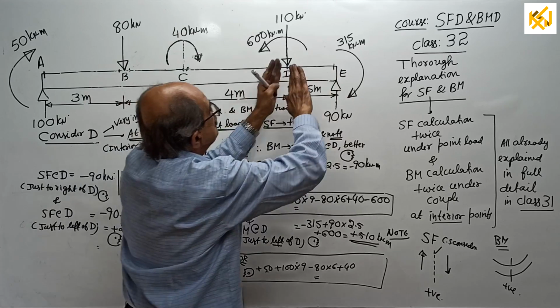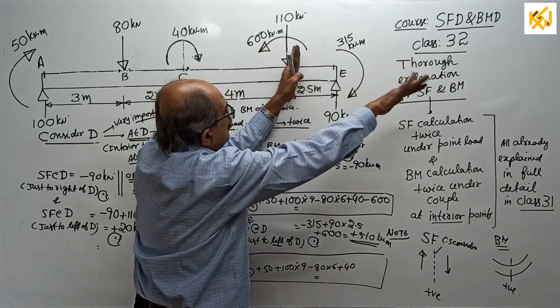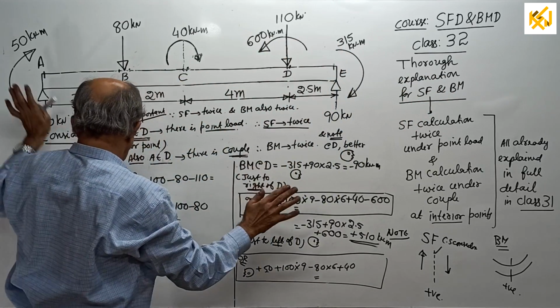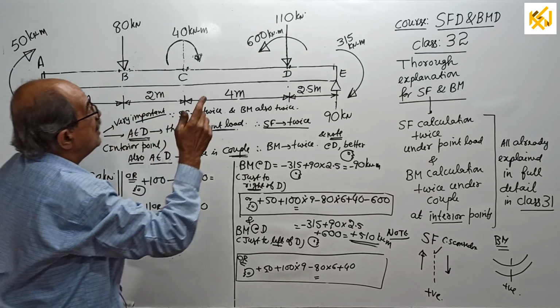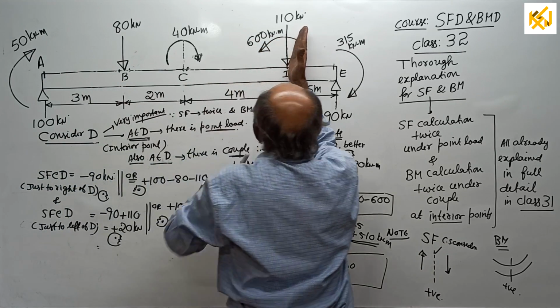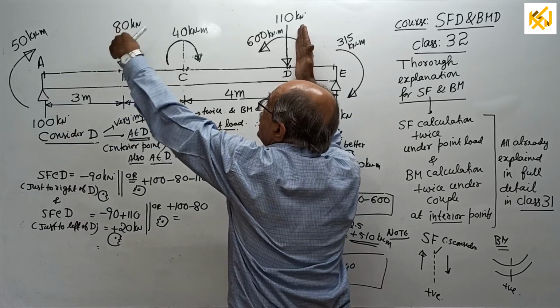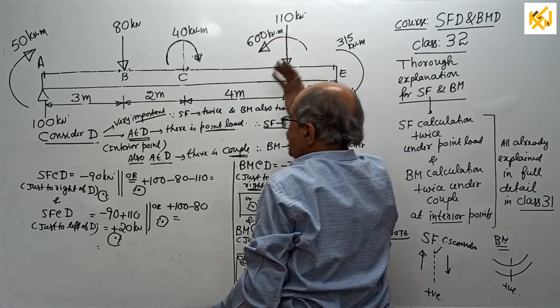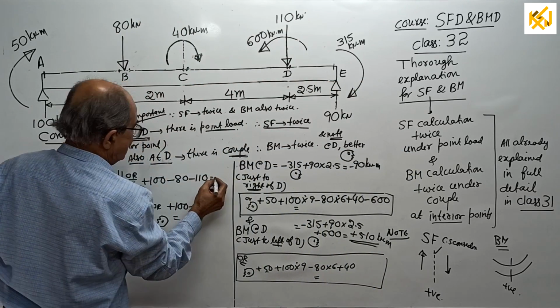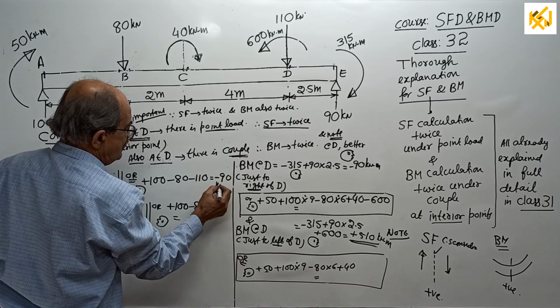Start. Shear force. Look this side. You cannot see the point load now. Minus 90. That's all. Over. Or, when it is just to right side, if you look this side, plus 100, minus 80, minus 110, 100%, same answer, minus 90 kilonewton.